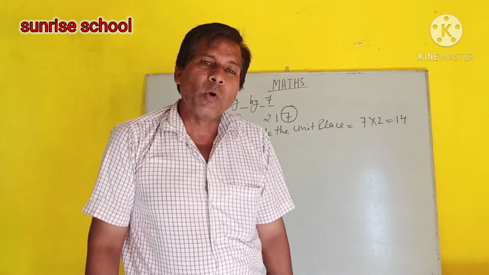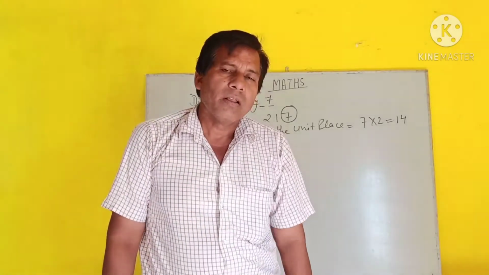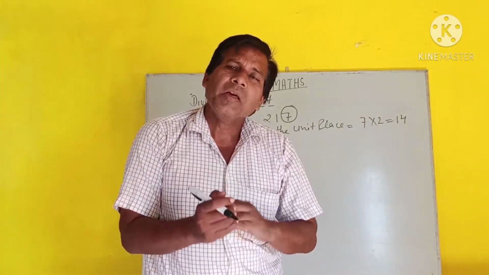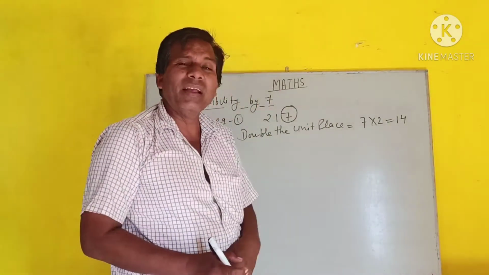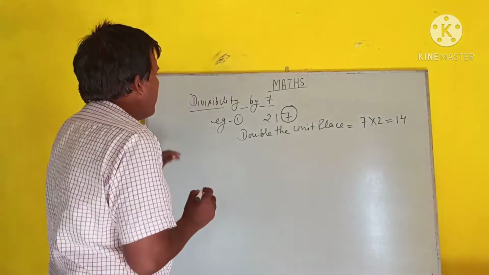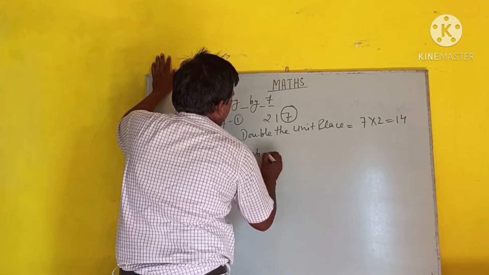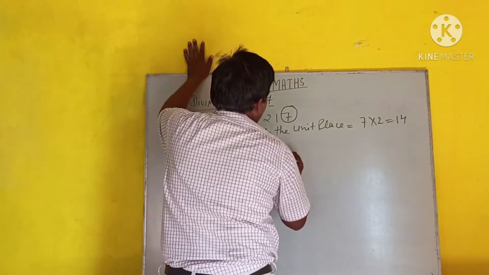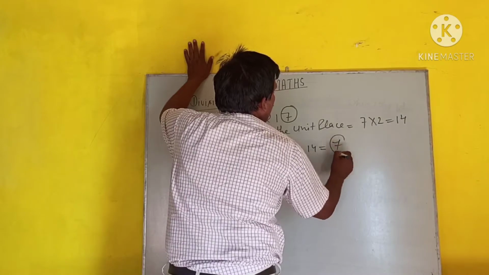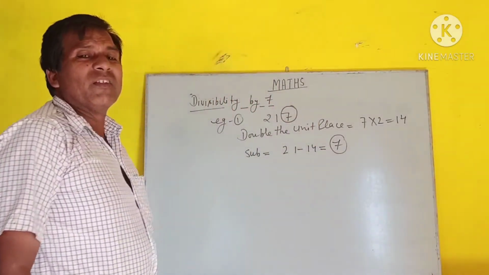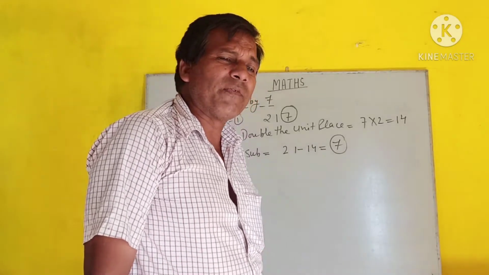Subtract 14 from remaining number. Remaining number is 21. Subtract 14. 21 minus 14 is equal to 7. 7 is multiple of 7.